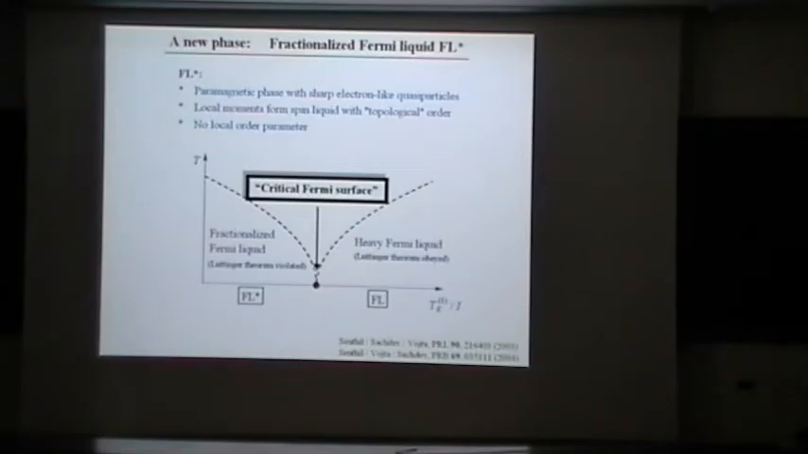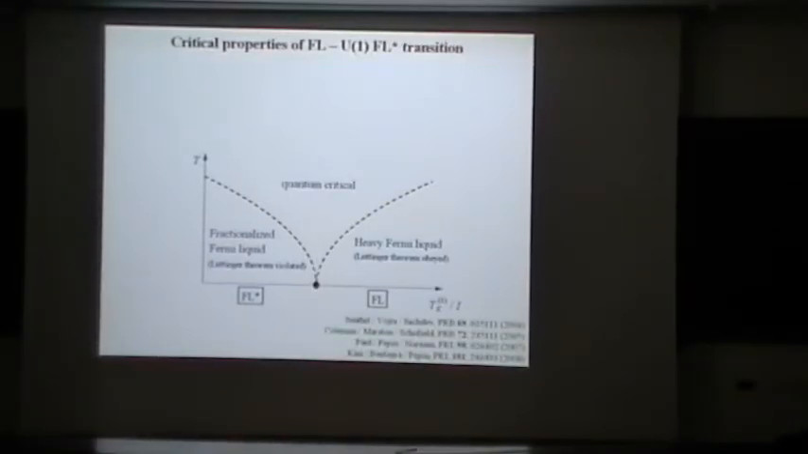So in this sense, we don't have sharp quasi particles. But I should admit that there is no really well developed theory for such a state. So there have been some scaling arguments for this, but there is no well developed microscopic theory.